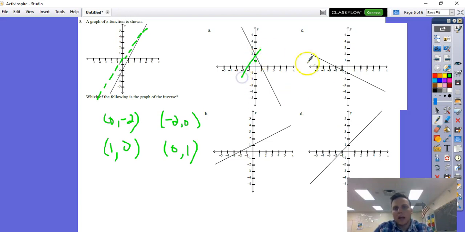No. So A is out. Does this one go through 0, 1? That'd be right here. No. So that's out. Both of those go through 0, 1, so let's check our other point, negative 2, 0. Does this one go through negative 2, 0? Yes. This one could be it. Let's check D. Does this one go through negative 2, 0? No. So D is out. So B is our only answer.